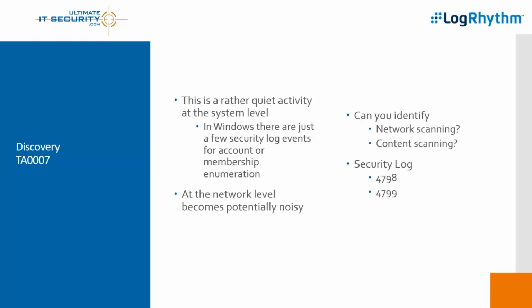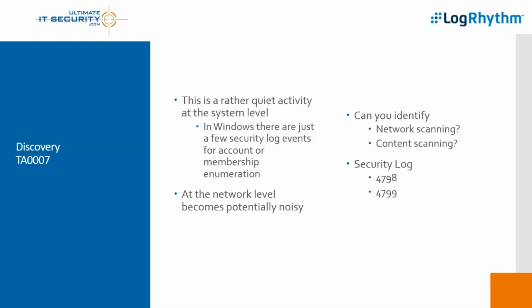So if it's the endpoint of a call center employee or cubicle, and it's suddenly going out there and enumerating domain trust relationships and doing large-scale scans of IP address ranges, you can see how that becomes noisier at the network level. So that means, are you watching that kind of activity on the network? Can you identify network scanning? Especially on file system stores, can you identify content scanning?